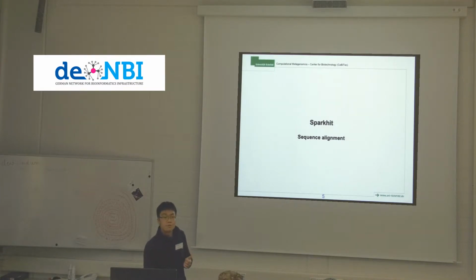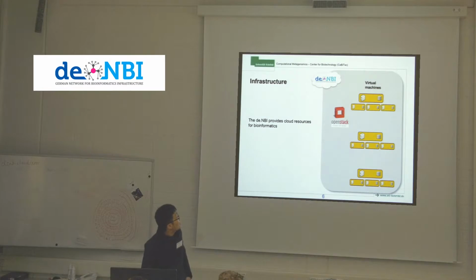And we harness the state-of-the-art parallel distributed computational engine called Spark. The first tool I want to introduce is called SparkHit for sequence alignment. So here we have the de.NBI cloud, the infrastructure, where you have a lot of computational resources: CPUs, memory, network, and so forth. Using the OpenStack platform, we can virtualize all the resources into different so-called flavors, for example an instance with 32 cores, 60 gigabytes of RAM, and so on.